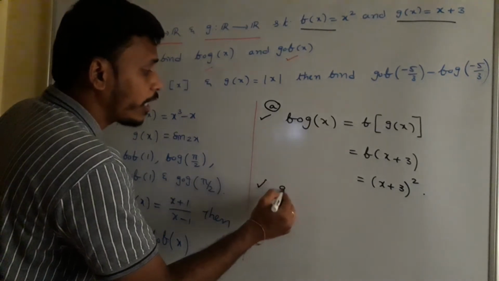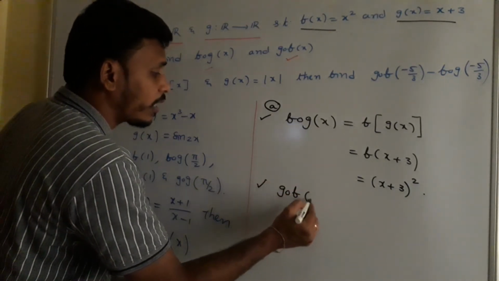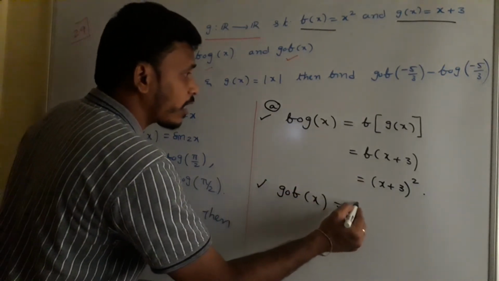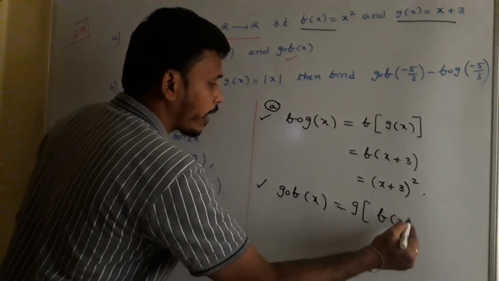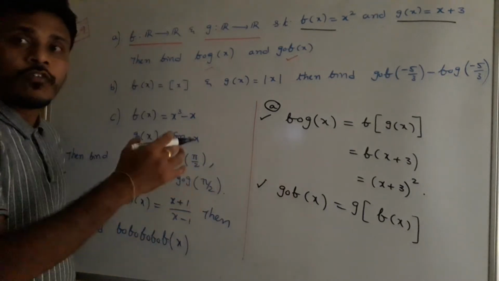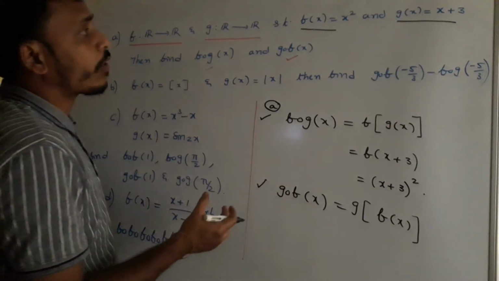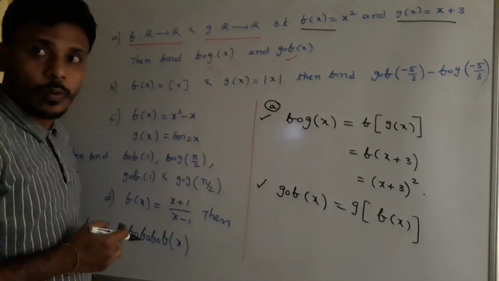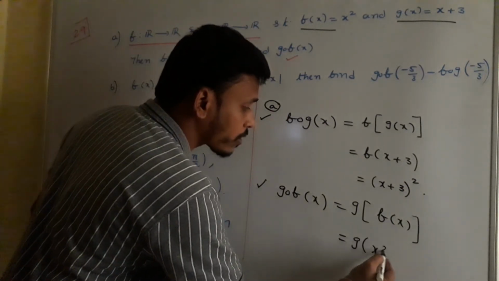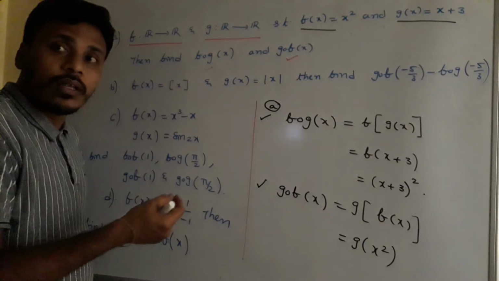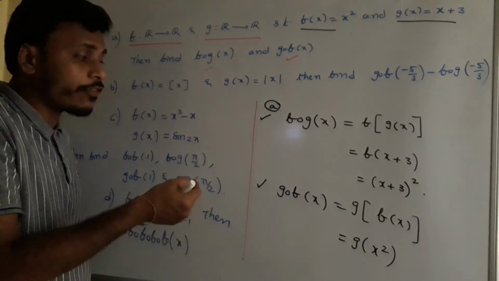And then we need to calculate g circle f of x. g circle f of x is simply nothing but g of f of x. See, what is f of x? f of x is x square. So g of f of x is simply nothing but g of x square. Right. Now our input is x square for g.